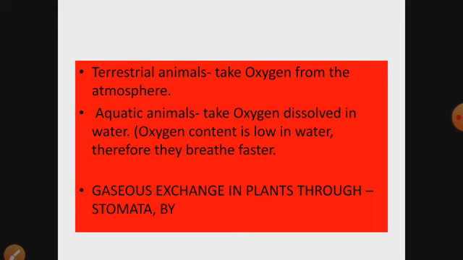But aquatic animals have to take out oxygen which is dissolved in water. Oxygen content in water is very less. It is dissolved. That's why you must have seen the fish breathe faster. They release bubbles very fast. It means that they are respiring very fast. And why do they respire very fast? Because the amount of oxygen dissolved in water is comparatively low, so they respire very fast. So this is also one of the questions.